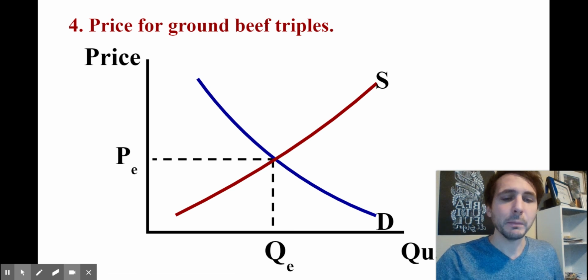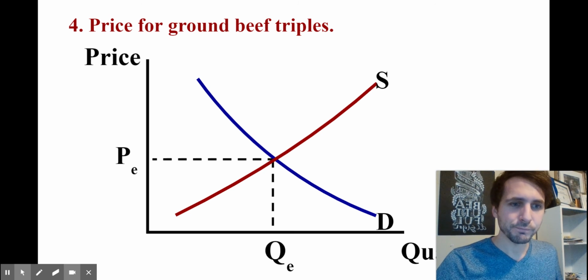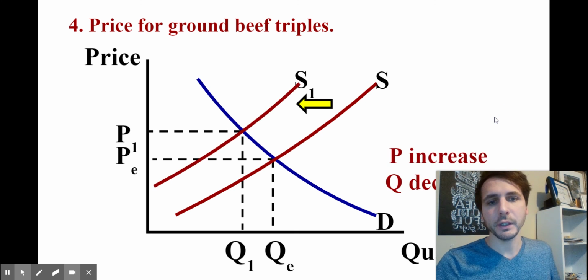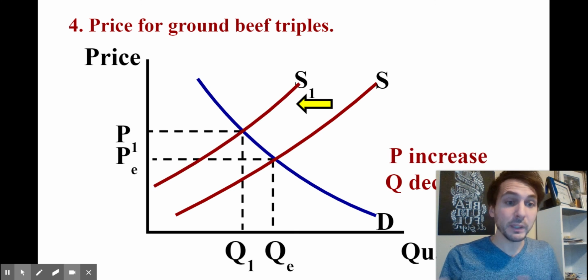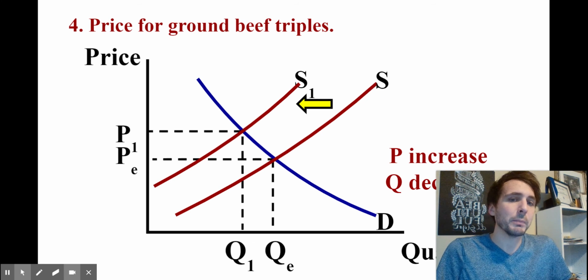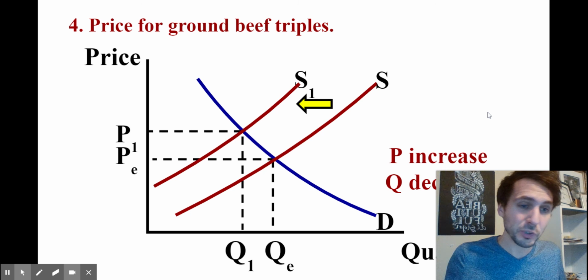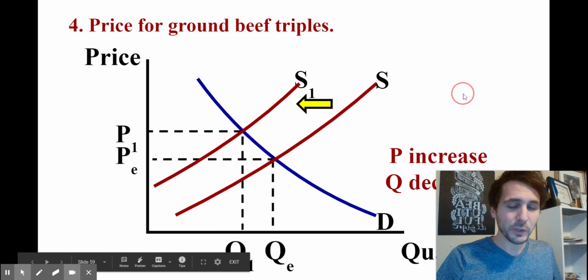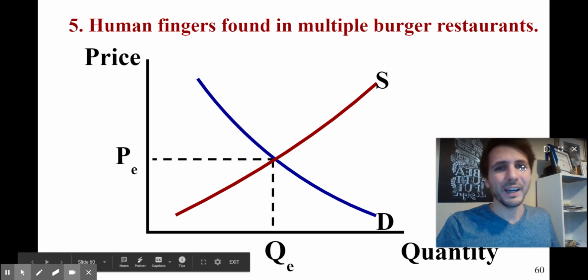Let's say the price of ground beef triples. What's going to happen there? Well, supply must be shifting to the left. Very good. Ground beef is a resource used to produce hamburgers. So when it goes up in price, the supply will shift left because businesses will have less profit in producing it, which results in an increase in price and a decrease in quantity.